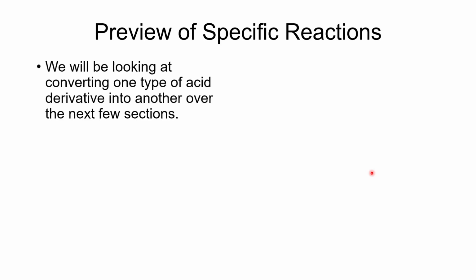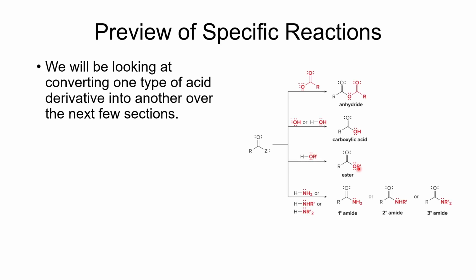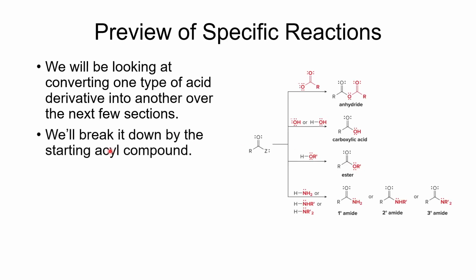So here I'm going to show you a preview of what's coming up in the next video, where we're going to look at these different types of acid derivatives. How do we make them, and what kinds of reactions can we do with them? We're going to start with acid chlorides and break it down by group. Acid chlorides react with just about everything, and so we can make anything with an acid chloride. We'll talk about that in the next section.